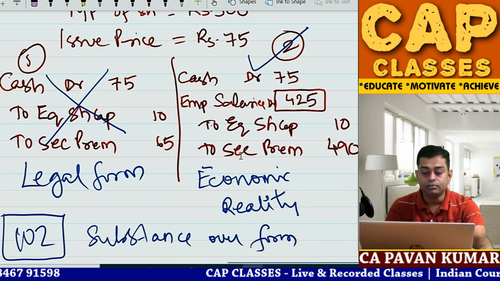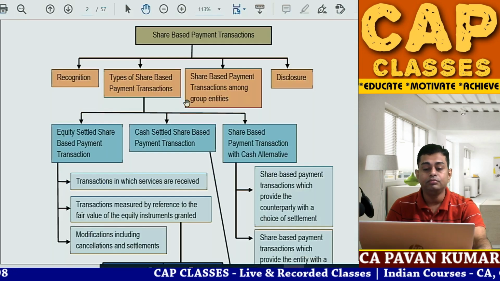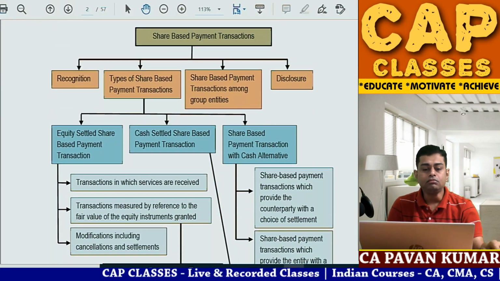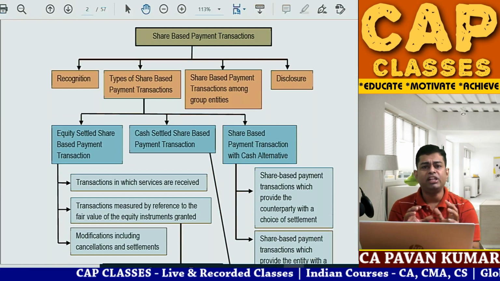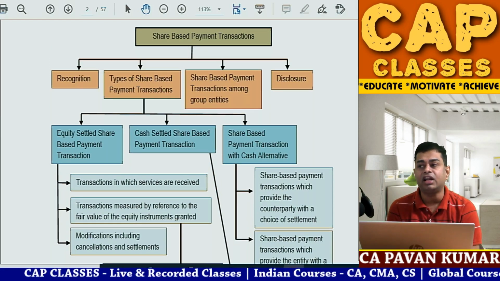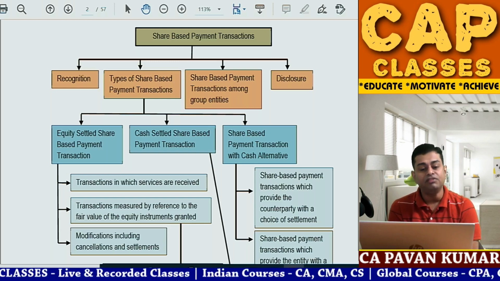So shall we start with Ind AS 102? Look here, this is the overall topography. What they are saying is, share-based payment transactions are there. Very good. Pavan sir, what is a share-based payment transaction? Dekhenge bhai, don't worry, we'll see that. Share-based payment transaction, we'll see.